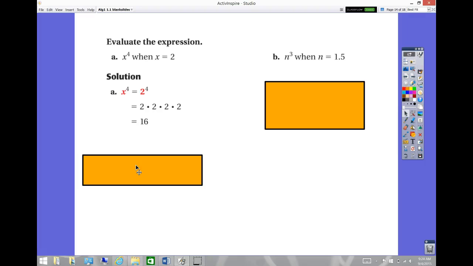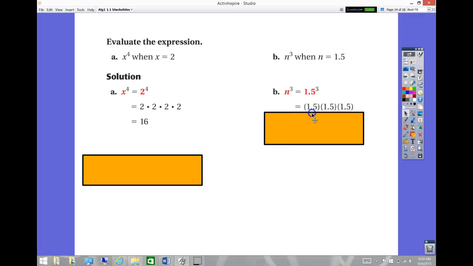n to the 3rd. Evaluate n to the 3rd when n equals 1.5. Evaluate means substitute, so we substitute. Now, this might be a computationally difficult problem for you to do, but at the very least you could write it out. What does it mean to raise 1.5 to the 3rd power? It means multiply 1.5 times itself 3 times.